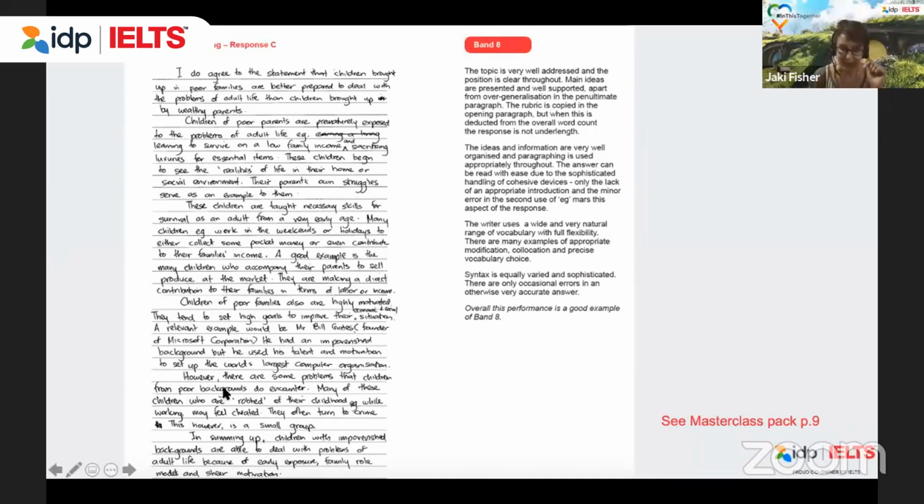Now this paragraph is interesting. They're considering the other side. So they're saying, however, there are some problems for children with poor backgrounds. Yeah, they sometimes feel robbed of their childhood. So at least they're considering the other side. And then the conclusion, you just sum up the whole topic in one paragraph. So this is very well structured. The vocabulary is also very good. Yeah, so this is a clear 8.